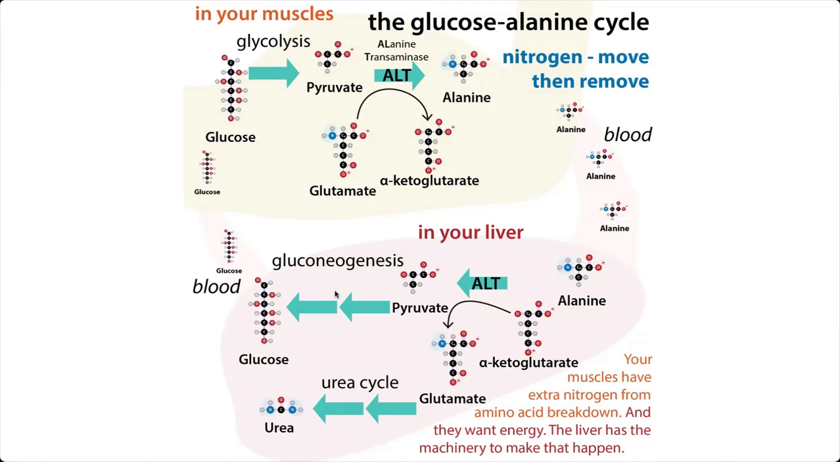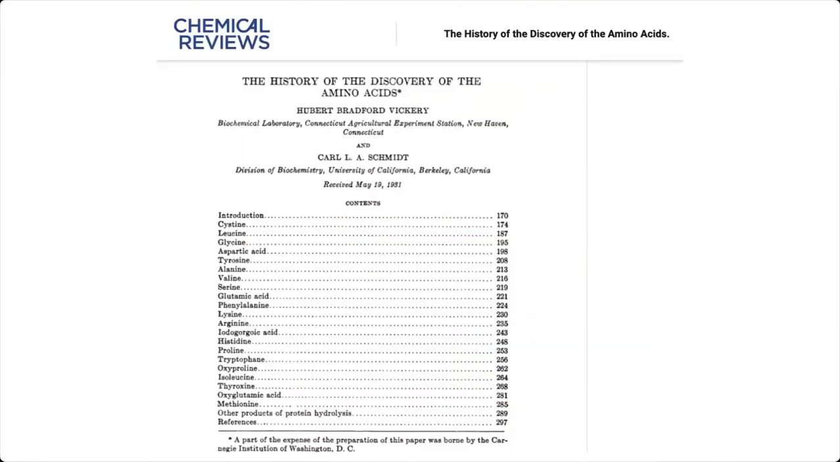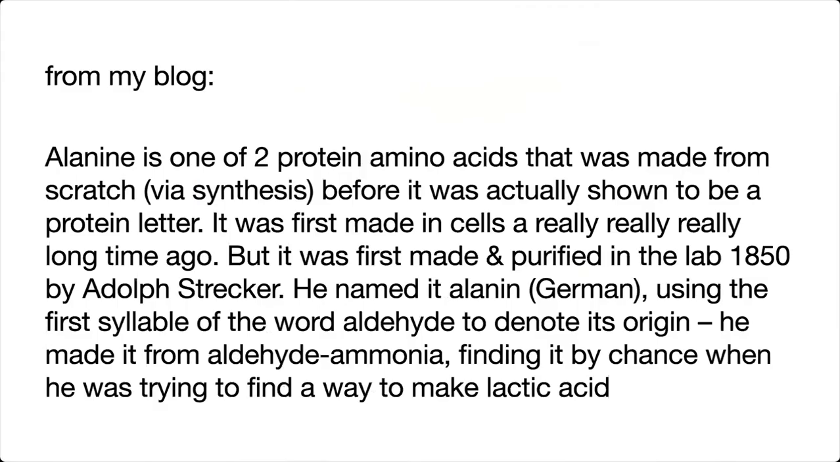More on that elsewhere. Now let's talk a little about the history of alanine, or at least the discovery of alanine. So alanine's been around for a really, really long time. But the first time it was made from scratch, other than in a body, was in 1850. It was one of two protein amino acids that was made from scratch this way before it was actually shown to be a proteinogenic amino acid, like that it was a part of a protein.